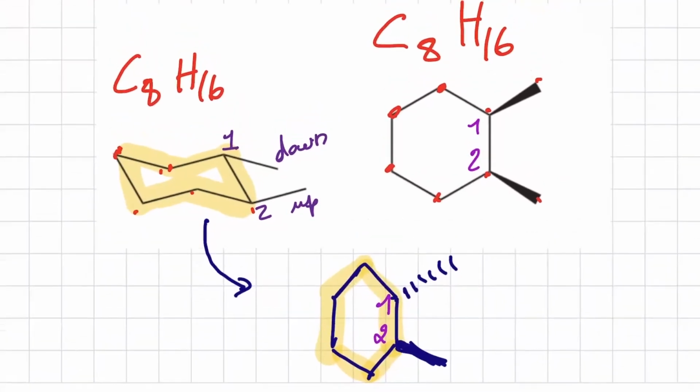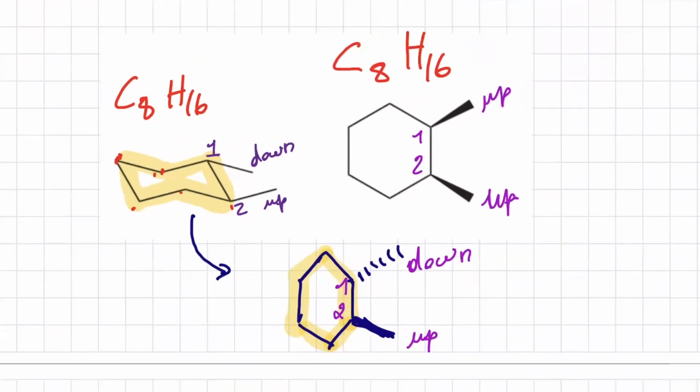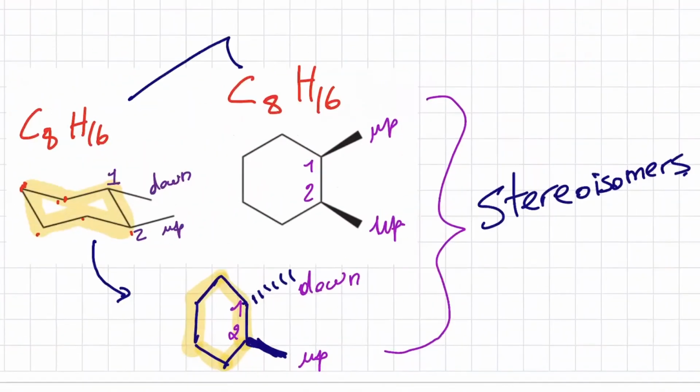Now we can compare these two, and what do we notice? Like I said before, if you see there's a cyclic component, remember that we cannot rotate these substituents to interconvert them. You can't just rotate this and put it in the down position. So here at position 1, the methyl group is pointing down, and at position 2, the methyl group is pointing up. However, on the first structure, both methyl groups are pointing up. They are both stuck in this conformation. You cannot interconvert them. They are still isomers.